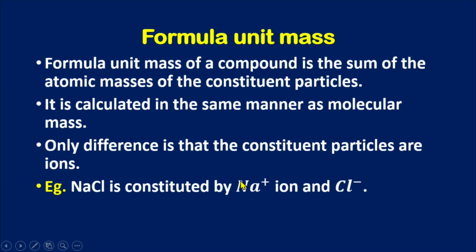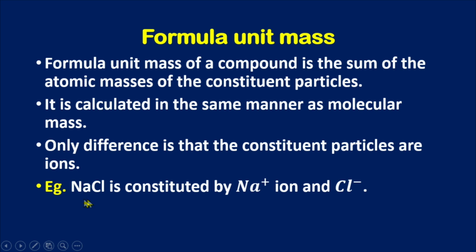Let us see what is formula unit mass. Formula unit mass of a compound is the sum of the atomic masses of the constituent particles. It is calculated in the same manner as molecular mass. Then why are we doing it again? Why are we giving it a different name? The only difference is that the constituent particles are ions. So if we are calculating formula unit mass, then we are taking ionic compounds only children.